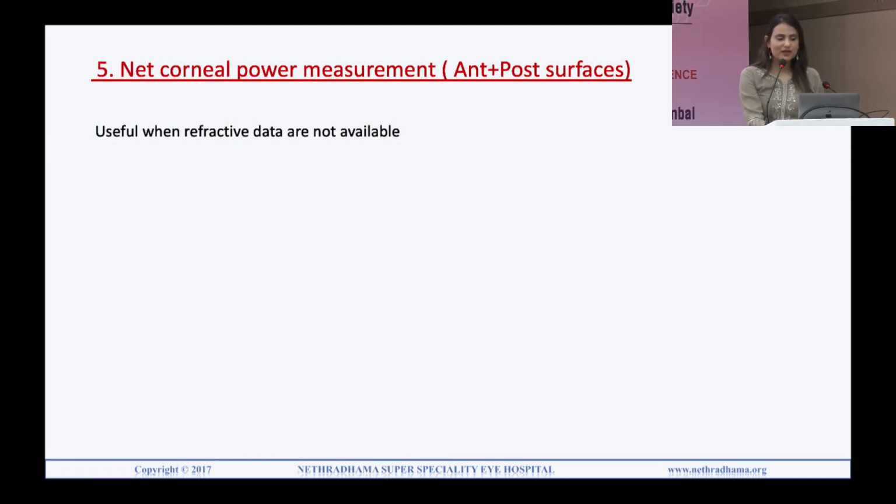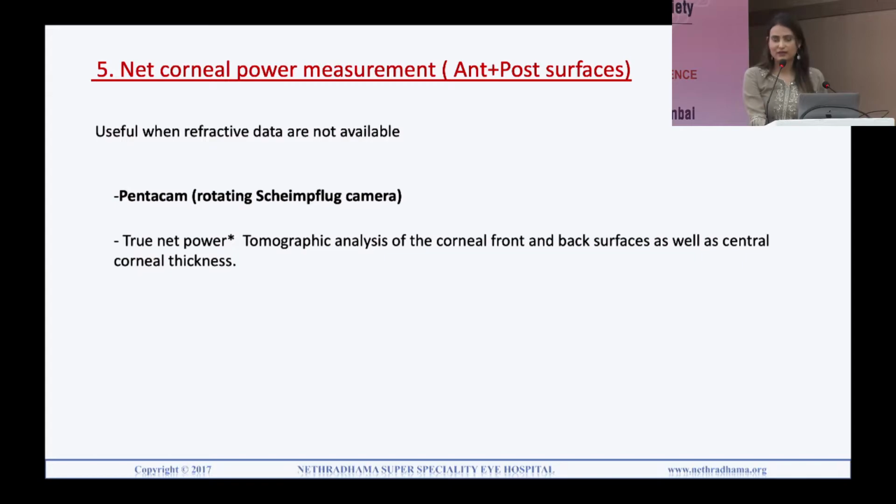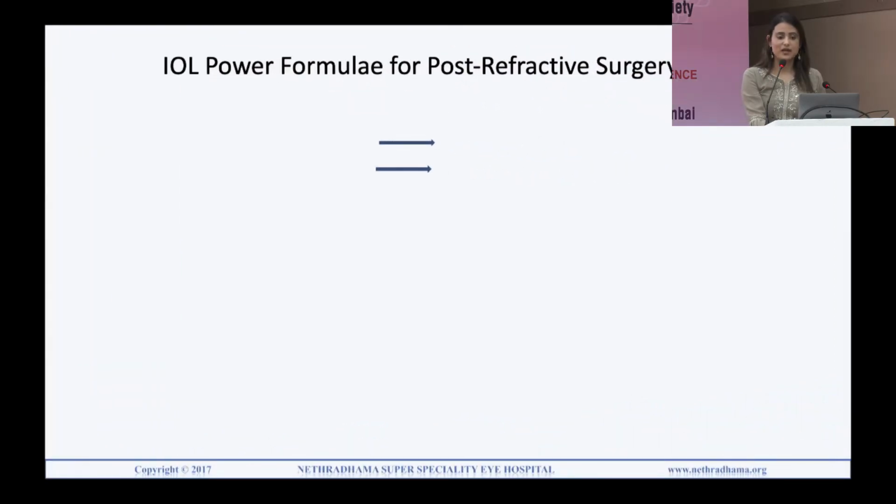And finally, we have the net corneal power measurements using data from both the anterior and posterior surfaces. You can use Pentacam or Sirius or any other Scheimpflug-based device that measures the posterior curvature more accurately. With Pentacam you get true net power. This can also be used. And now we also have OCT-based systems which measure the total corneal power more accurately, such as the MS39.